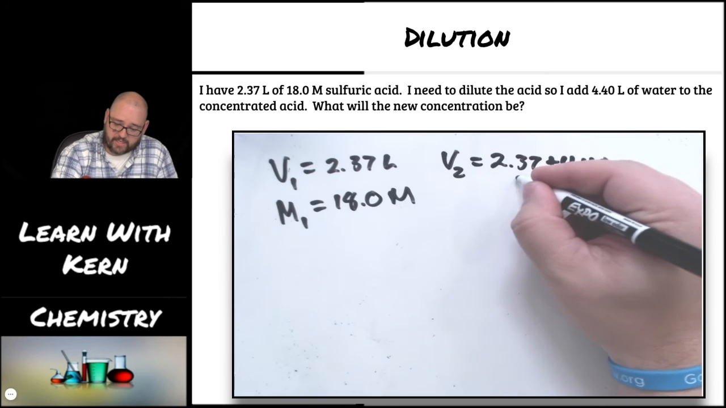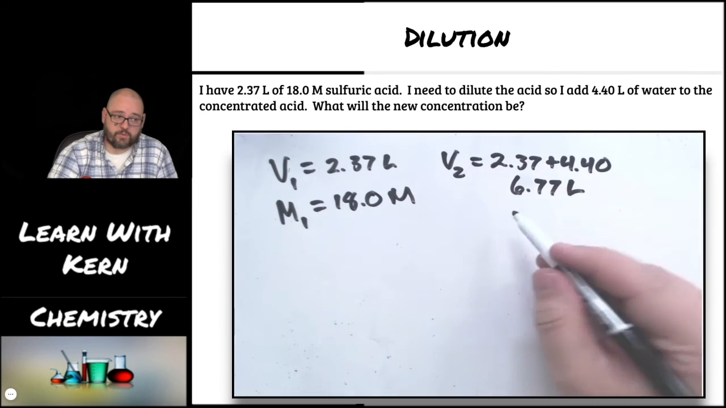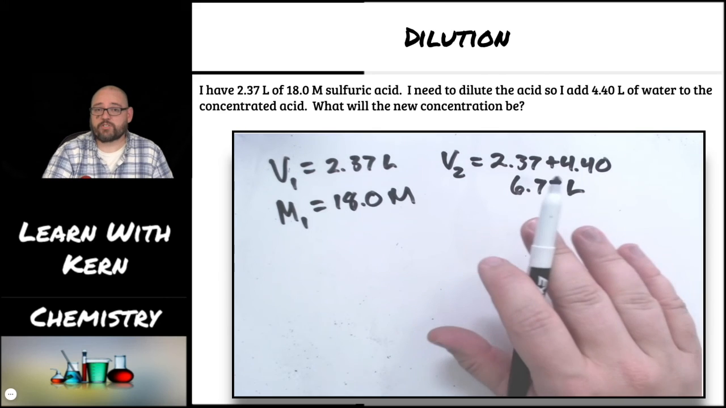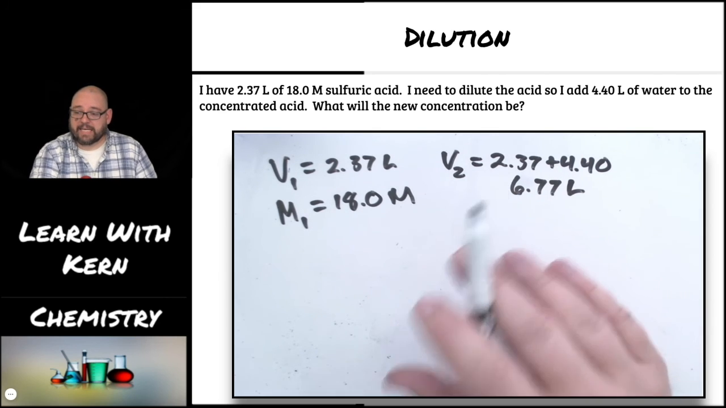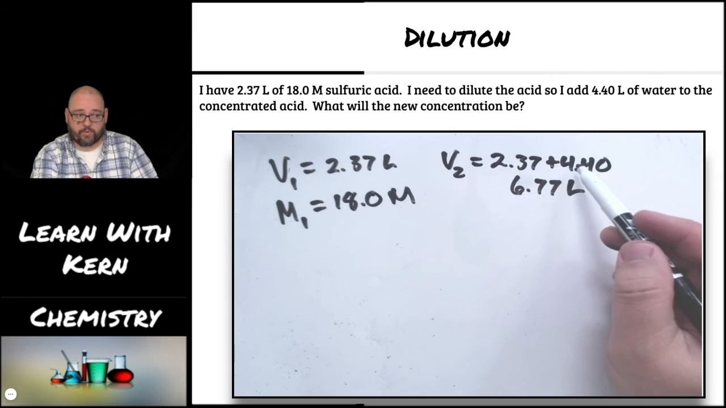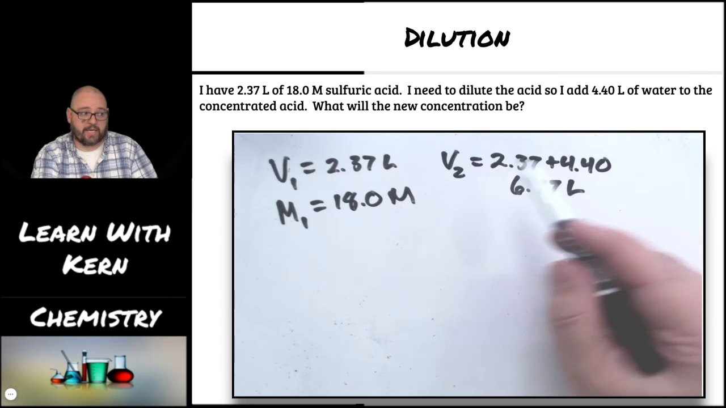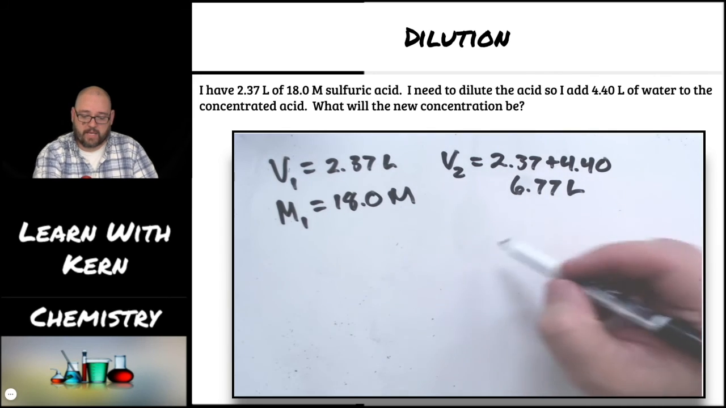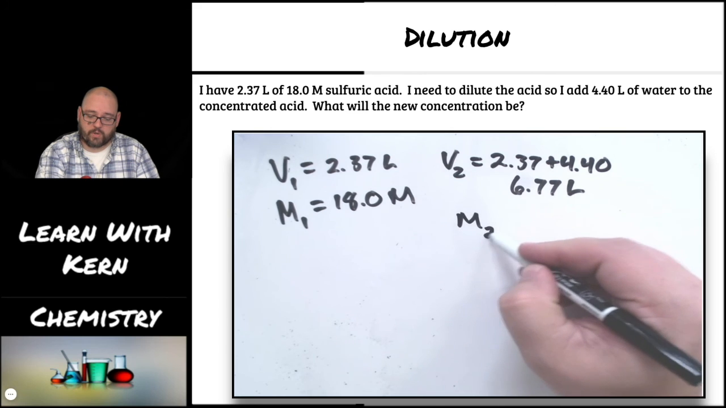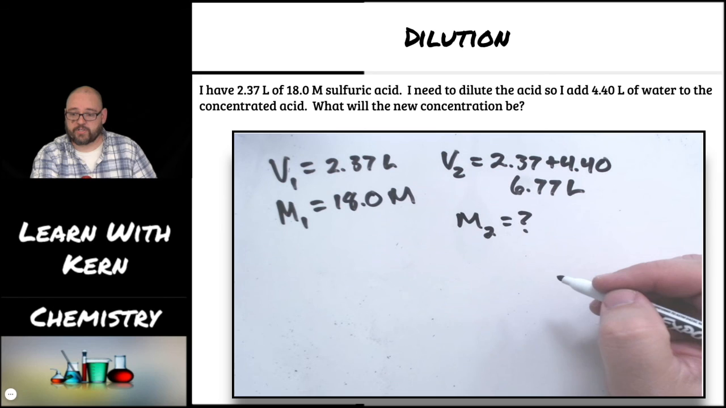So that's going to give me 6.77 liters of total solution. So make sure you pay attention to the wording of the question. I need to dilute it, so I add 4.40 liters of water. I'm adding 4.4, so I have to actually add 4.4 to my original volume. And the question wants to know, what is the new molarity? What is its new concentration?